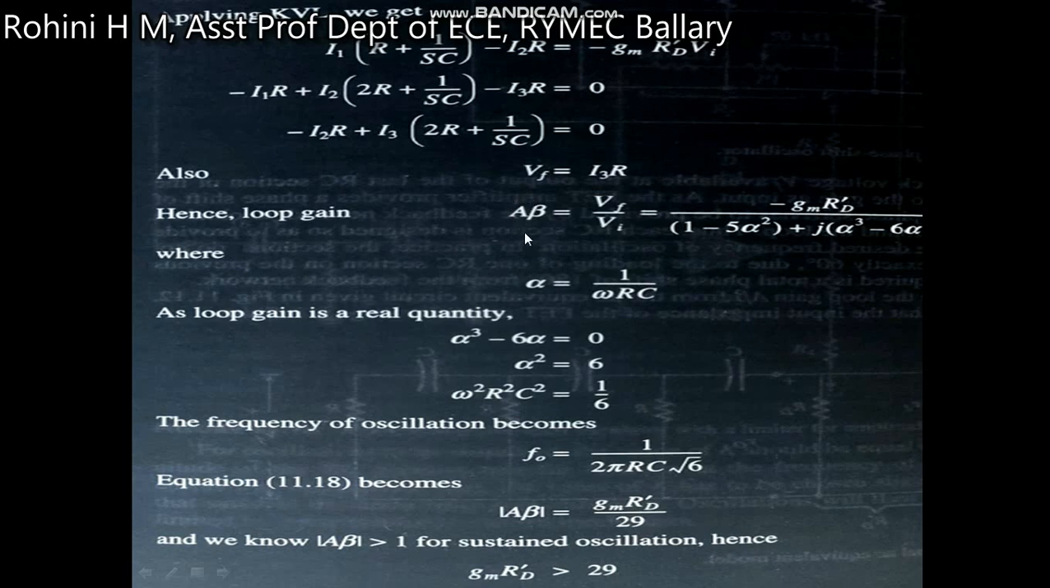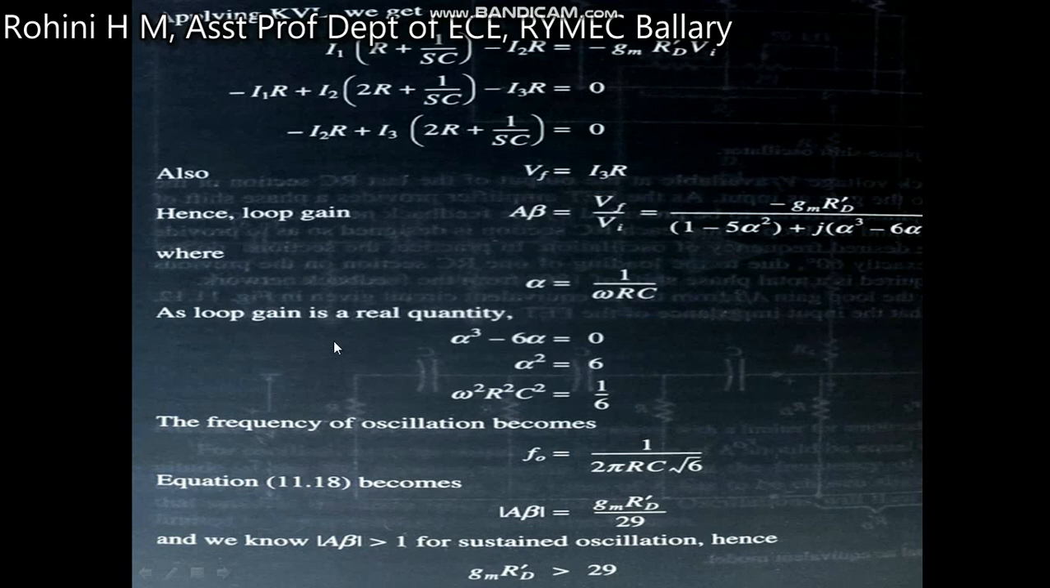Next, the loop gain A beta is found by output by input. Output is VF, input is Vin. How are we obtaining this? Using the above four equations and simplifying, this is the simplified expression we obtain. What is this alpha? Alpha is equal to 1 divided by omega RC. All these expressions are in terms of R and SC, so we are writing alpha as 1 divided by omega RC.